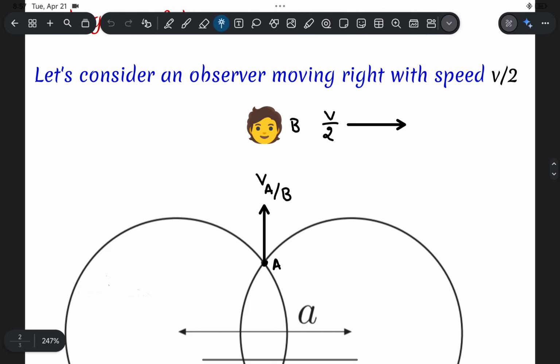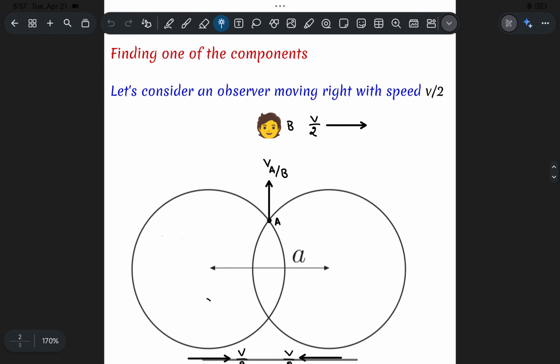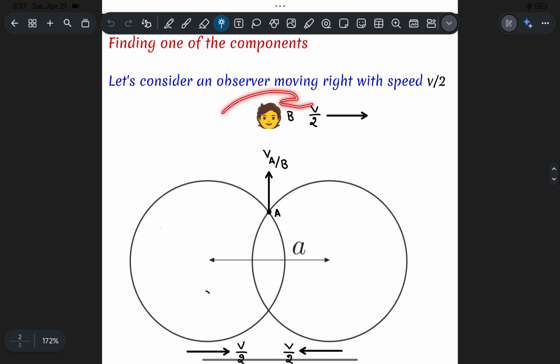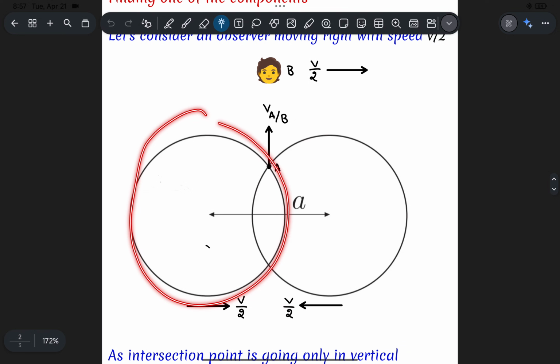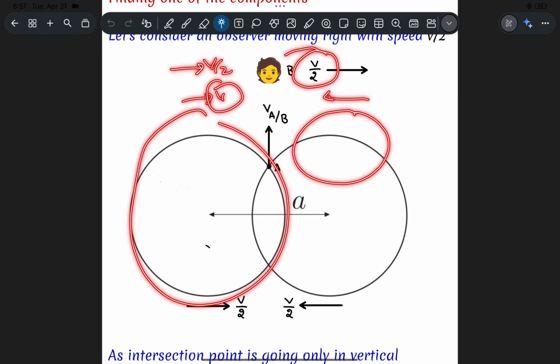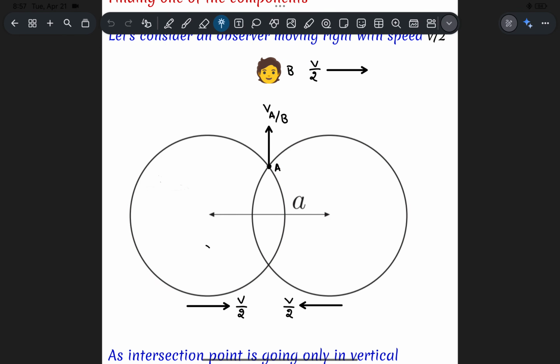Now, to find one of its components, I'm observing the same motion with respect to B. He is traveling towards the right with V by 2. So for him, this was actually having velocity V. With respect to him, this will have V by 2 towards the right side, and this circle will be moving left with V by 2. Both of them have exactly equal velocities with respect to B. The advantage is that if both are moving with equal speeds, this point is not allowed to move right or left, it just goes up. So with respect to him, point A has only upward velocity.